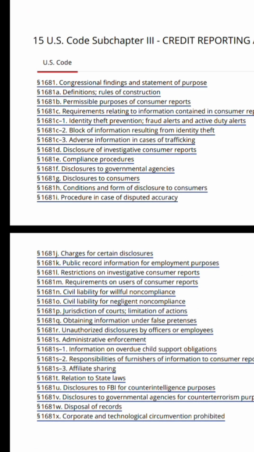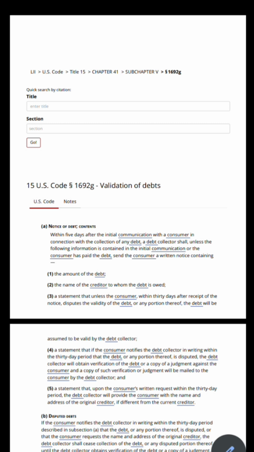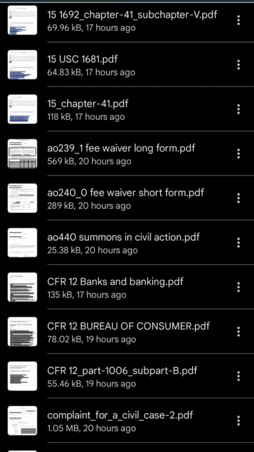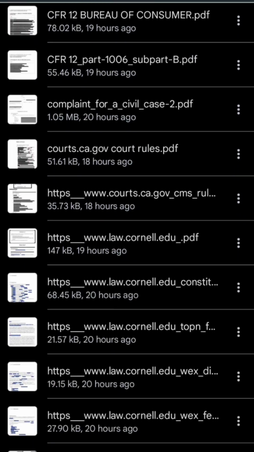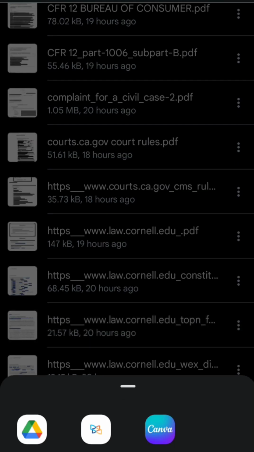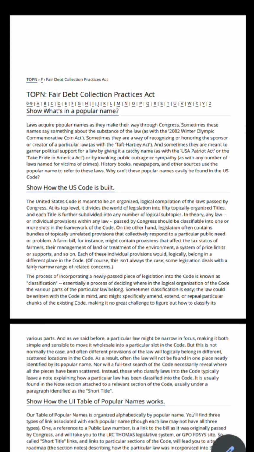Now, these are just the US codes. As I stated, we do have other guideposts. So I'm going to take you guys to another guidepost. Let me see here. Okay. Now I'm going to show you guys something else.